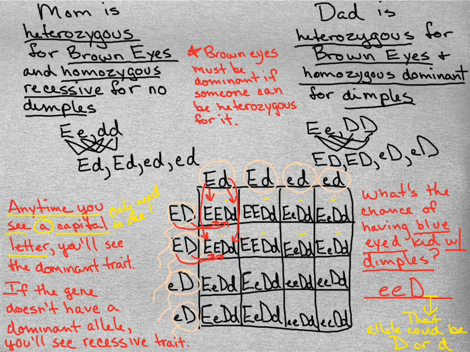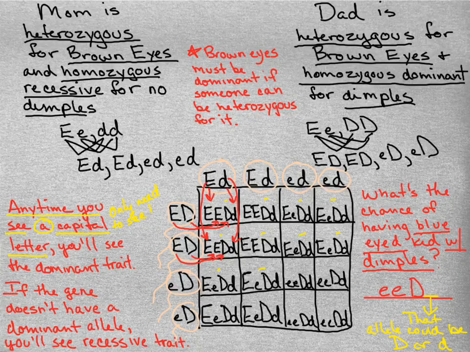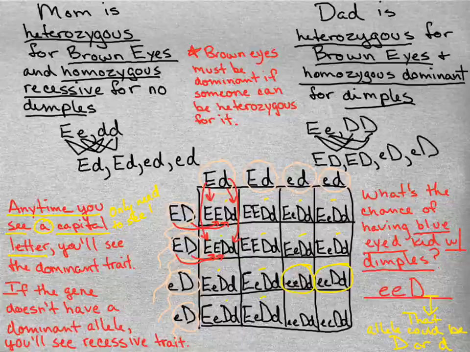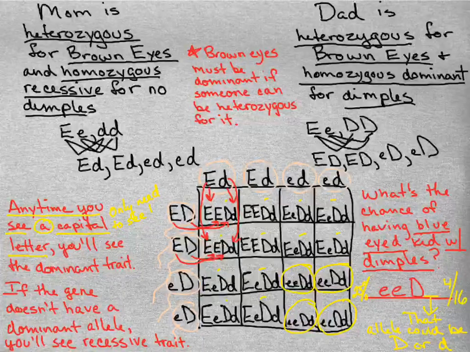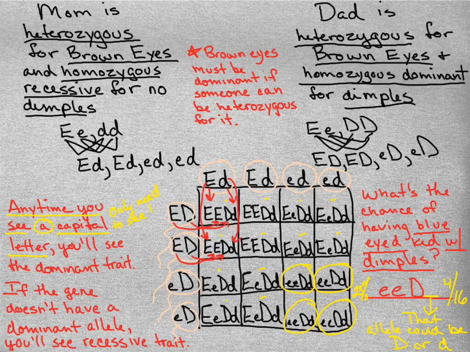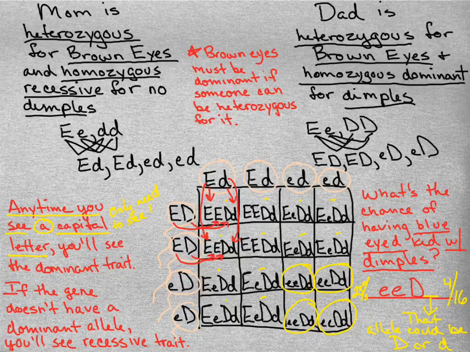All right, so I go through. I'm just going through and checking square by square. Do I see 2 little e's and at least 1 big D? Well, there's 1. All right, there's another one. There's 1, and there's 1. So that's awesome. So how many altogether did I have? I had 4 out of 16, or 25%. And that's why independent assortment also increases the genetic variation in offspring.